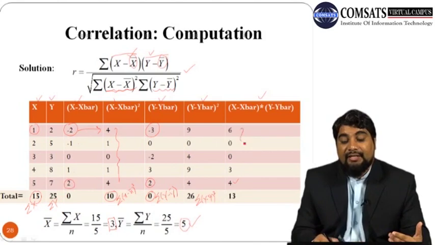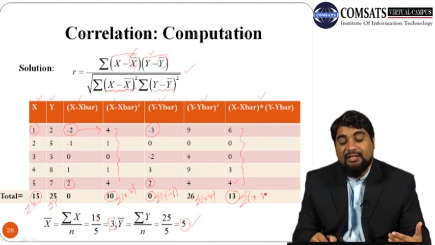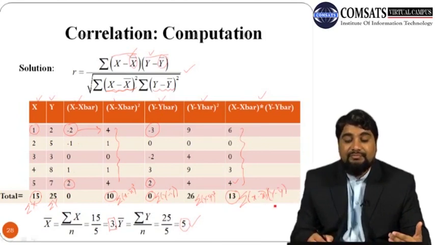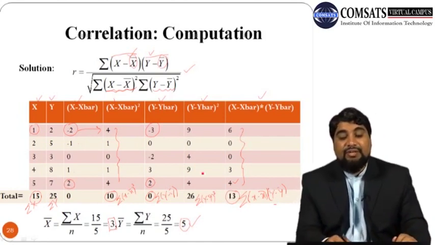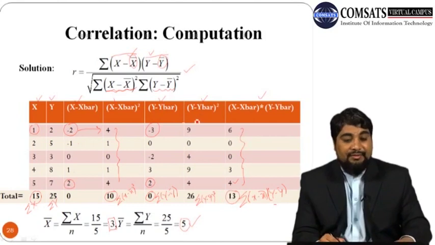Now add all these values together: 6 plus 0 plus 0 plus 3 plus 4. So 6, 3, 9, plus 4, 13. So this is the summation of (x - x̄)(y - ȳ). So we have everything in hand. Just plug these values into this formula.